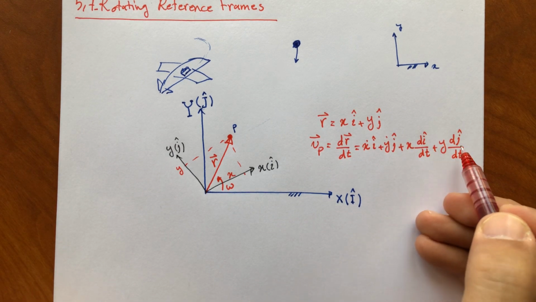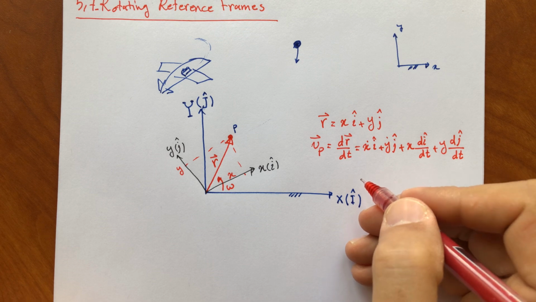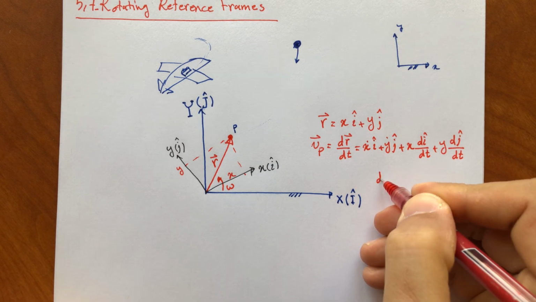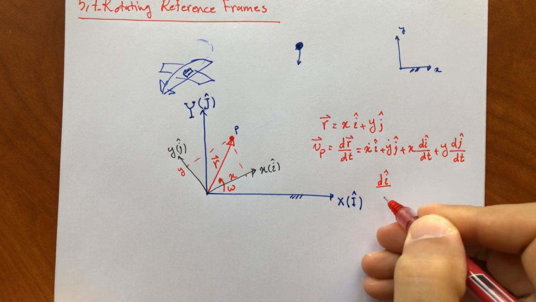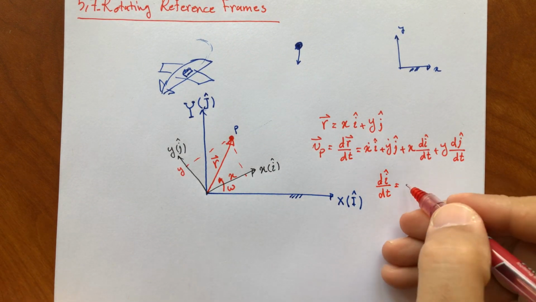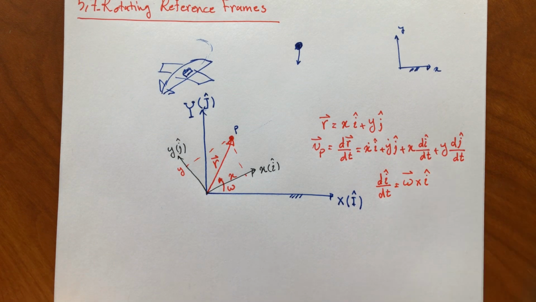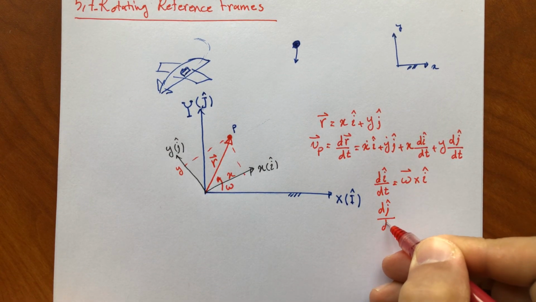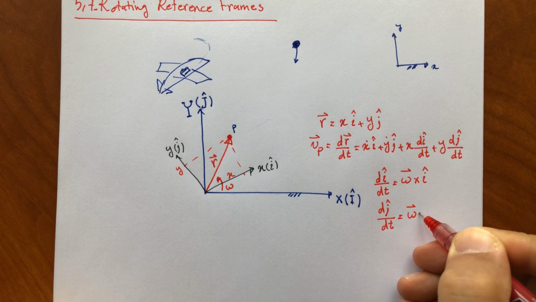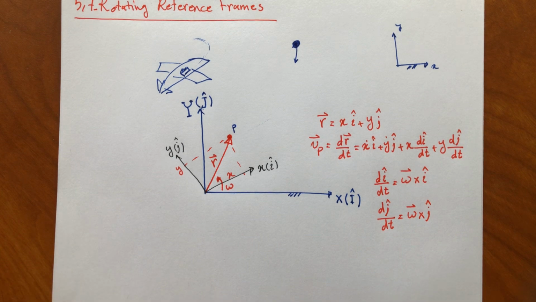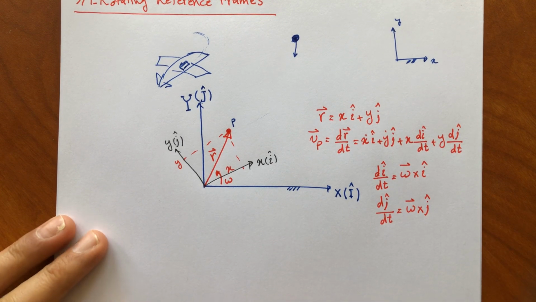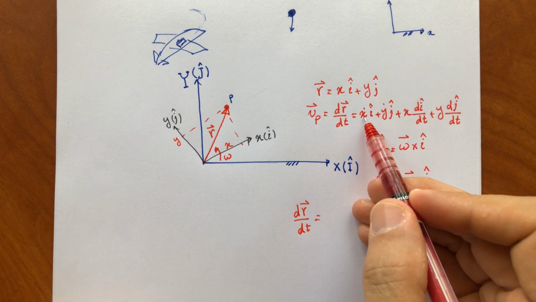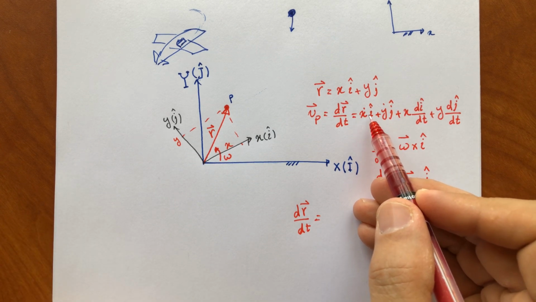What is di/dt and dj/dt? I didn't prove this, and I'm not going to prove it here, but the proof is quite simple. You can take a look at your book to find it. The derivative of any unit vector, for example i hat, with respect to time is going to be the angular velocity cross the unit vector. We can prove this, but for now just accept it from me. Same thing for j hat: the derivative of j hat with respect to time is omega cross j hat. So if I replace this in this equation, let's see what happens. The derivative with respect to time is going to be x dot i plus y dot j.